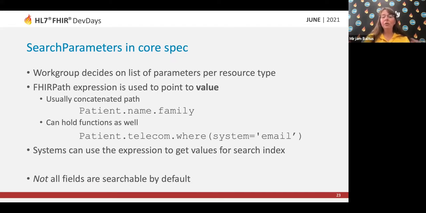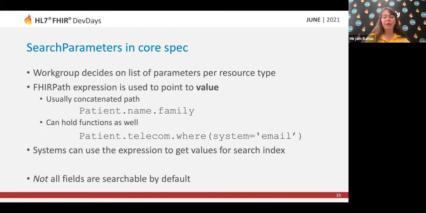And actually not all of the fields within a FHIR resource type are searchable by default, because the work group selects just the set that they think, through all kinds of discussions, of course, and input from the FHIR community, that they think is a good list of search parameters. That FHIRPath expression points to the value, so usually that's a path.